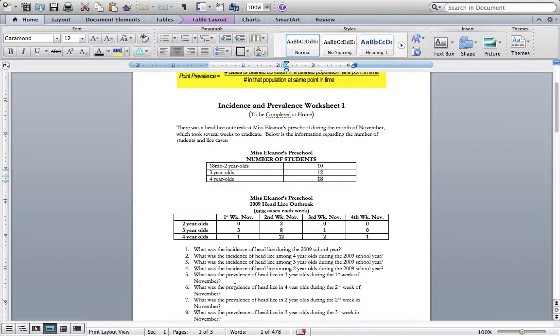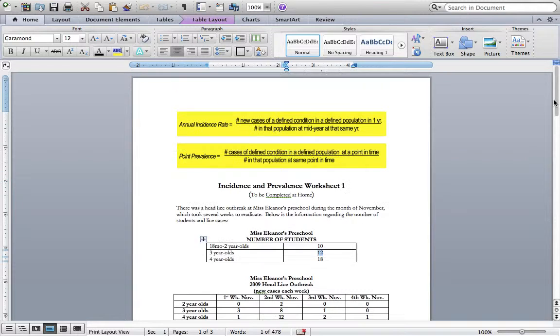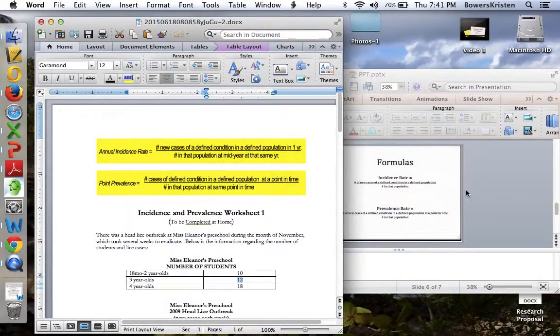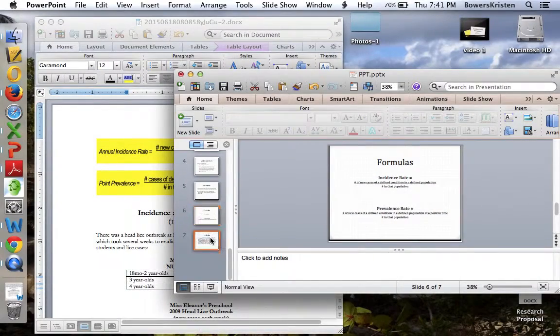Then, looking at number 5, what was the prevalence of head lice in 3-year-olds during the first week of November? So here we're just looking at the first week of November, which is 3, and we're dividing that by the total number of 3-year-olds, which is 12, which is going to give us 0.25, which means that the prevalence rate for 3-year-olds was 25%. These are fairly easy formulas, but please, if you have any questions, make sure you ask me in class tomorrow.